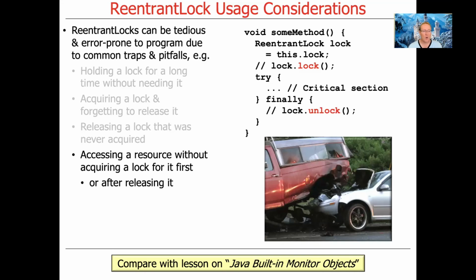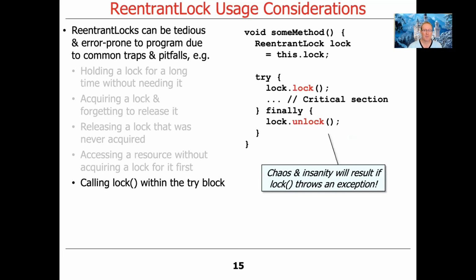Another mistake is to access a resource without acquiring the lock for it first, or to access it after you've already released the lock. That'll lead to race conditions and all these other hazards we've talked about over and over again.